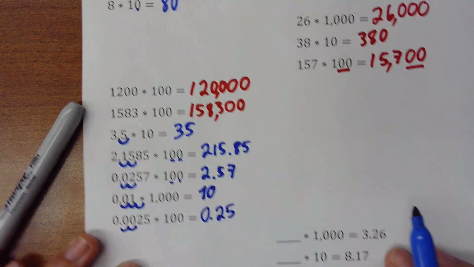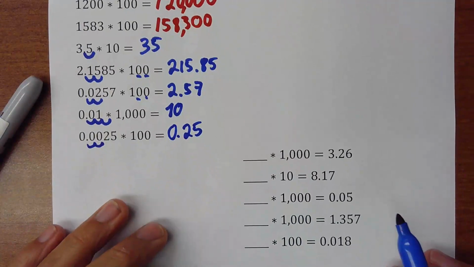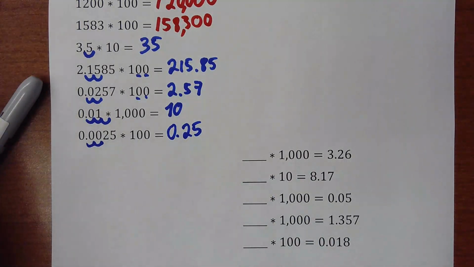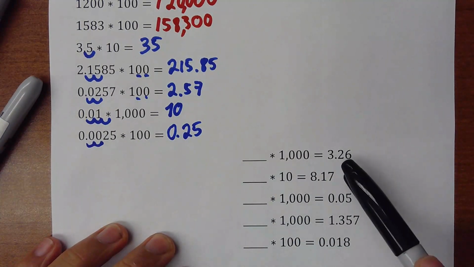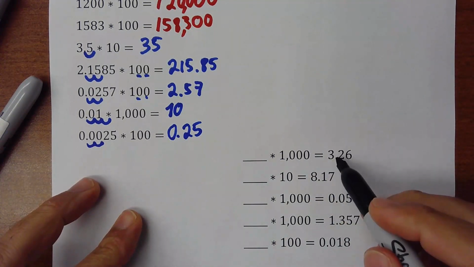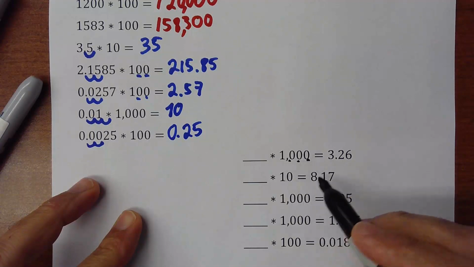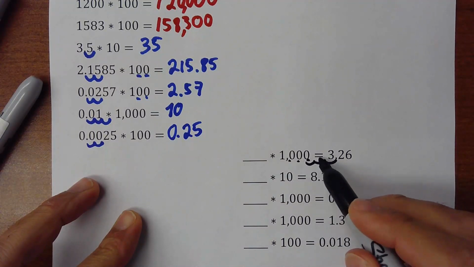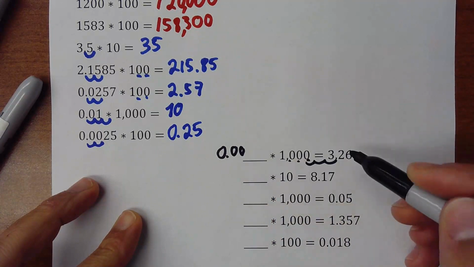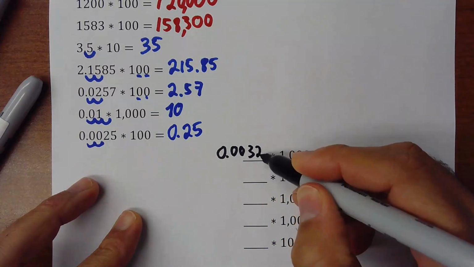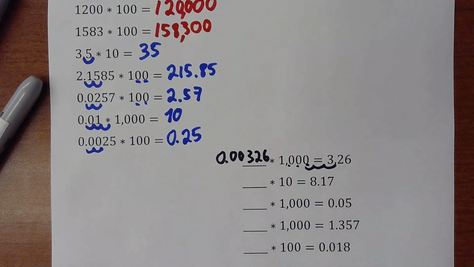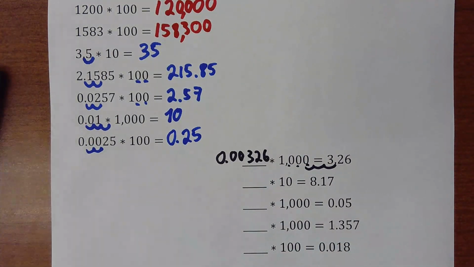0.25. Now this one is a little bit more challenging because you need to find which is the number that when I multiply by 1000, it gives me 3.26. Basically, we need to go backwards here. If it has 3 zeros, you go 1, 2, 3. So there are 2 zeros here. So 0.00326. Okay, very simple. You see, you go backwards. That's the easiest way to find a number.